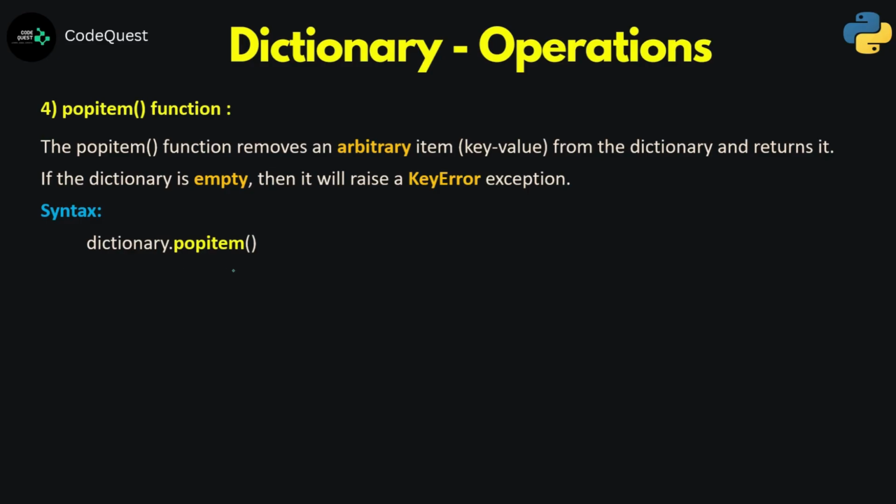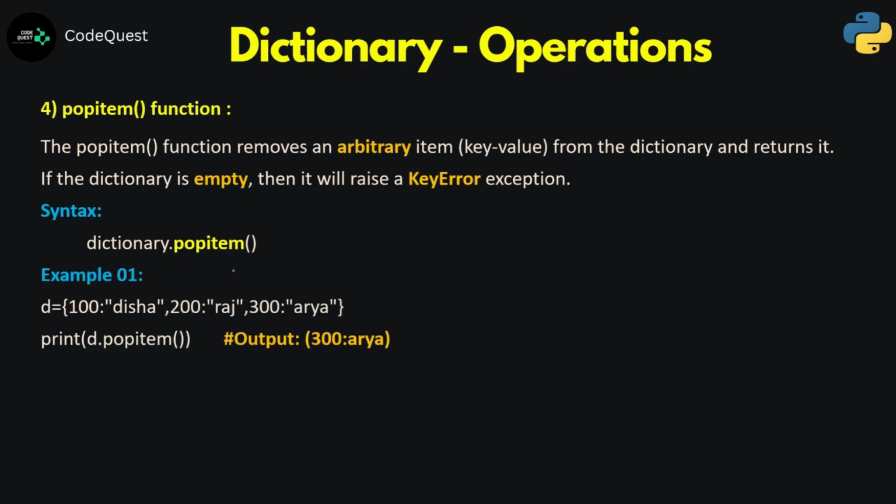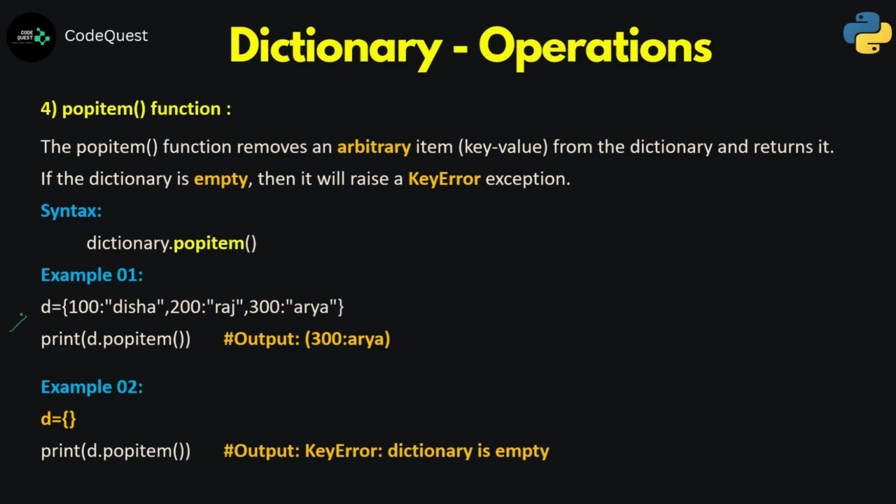Now this popitem is allowed to remove any element of its choice, which is randomly taken. Let's say if this is a dictionary, now when I'm applying this popitem on this dictionary d, it is removing any one of them. For example, we have taken this, but it can remove either of these, because we do not guarantee, it is going to remove some arbitrary element.